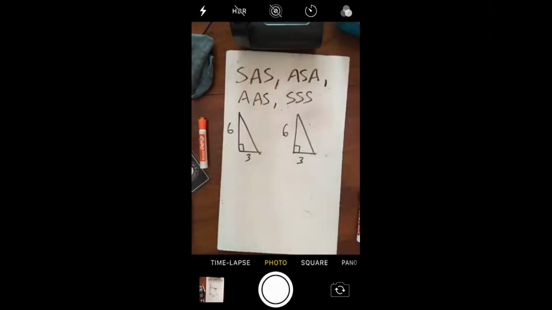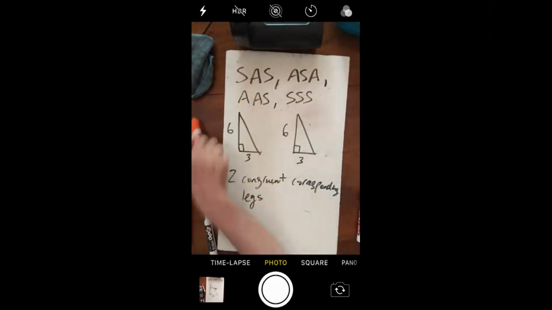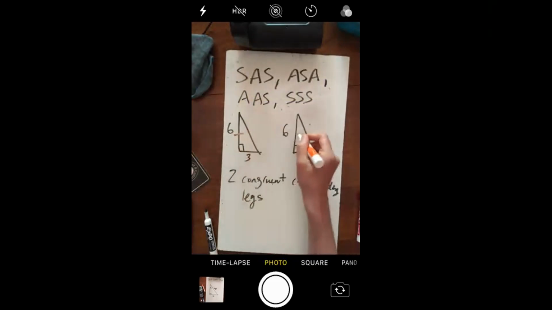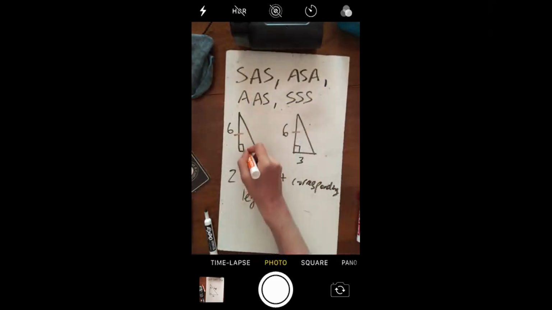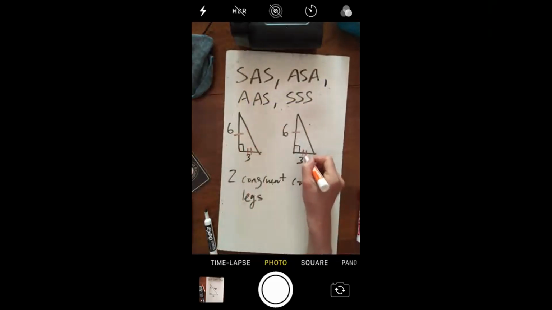The last thing I want to bring your attention to is if you have two congruent legs. And what we mean is congruent corresponding legs. So that would mean if you had this 6 corresponding with this 6 and this 3 corresponding with this 3, would you have congruent triangles? The answer is yes. There are two ways to look at it.